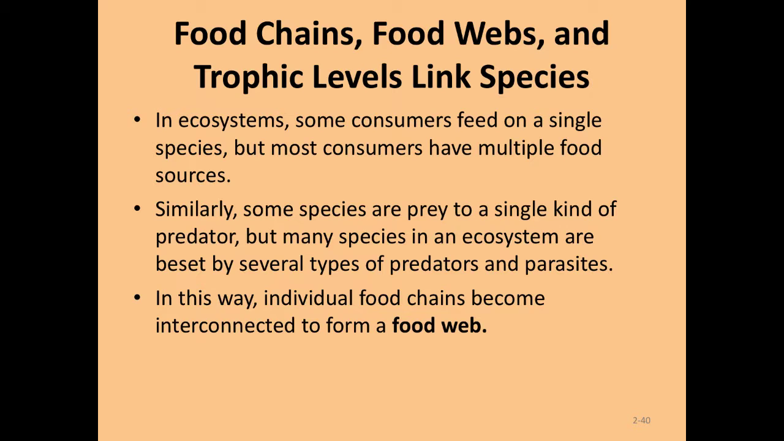And it says here that in an ecosystem, some consumers feed on a single species, but most consumers have multiple food sources. And we are a great example of that. We can eat pretty much anything, plant, animal-based, and regardless of what kind of animal it is or what kind of plant it is, we can survive off multiple food sources. Similarly, though, some species are prey to a single kind of predator, but many species in an ecosystem are beset by several types of predators and parasites.